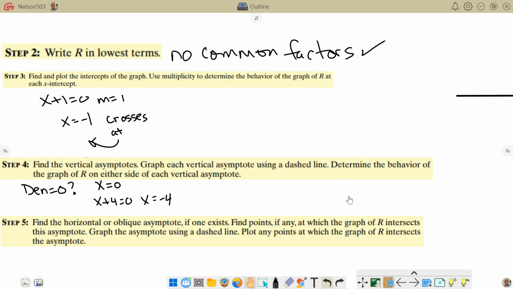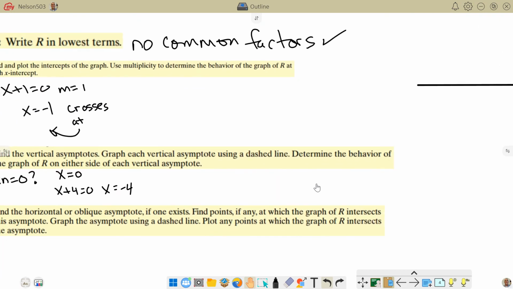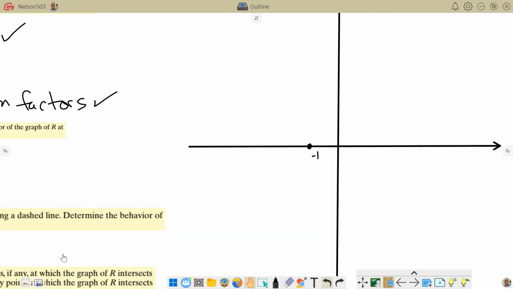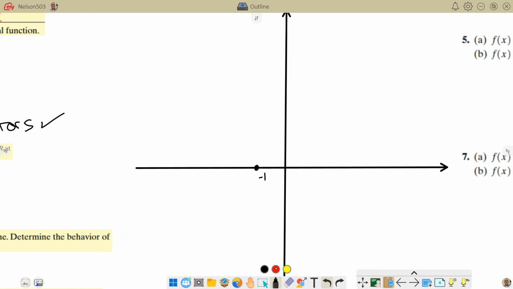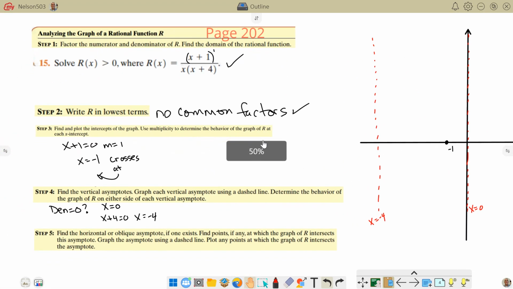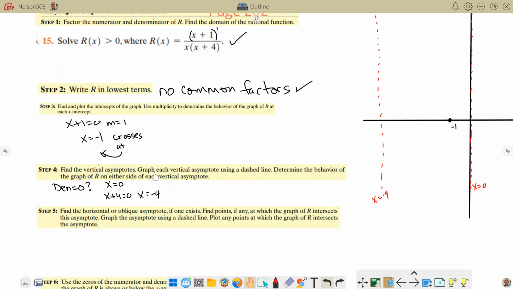So we come over here to our graph and we put, let me make sure I don't forget this, -4 and 0, right? I'm going to put a vertical line at where I think -4 is. There's x equals -4, and then I'm going to put a vertical line where x equals 0 is. These are my asymptotes. Okay, let's see, what else do I have to do on that step? Zoom out here. Find the vertical asymptotes, graph each vertical asymptote using a dashed line, determine the behavior of the graph of r on either side of the vertical asymptote.